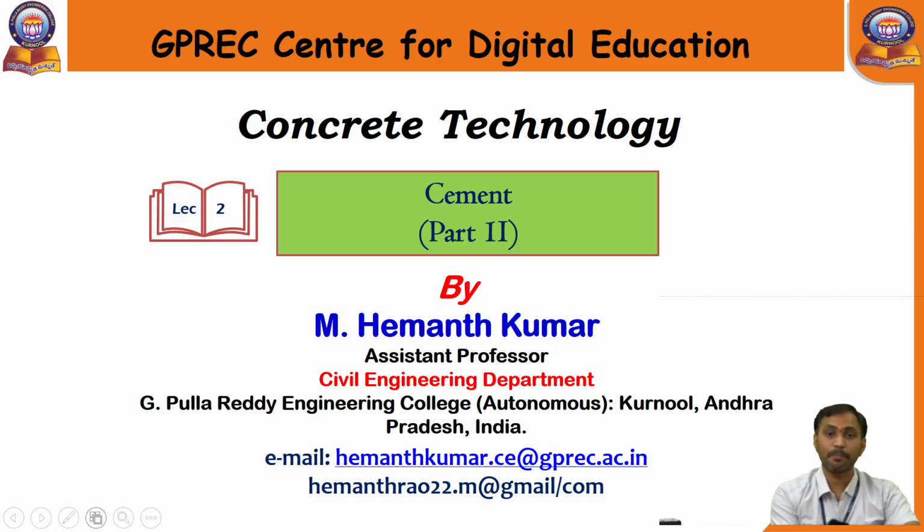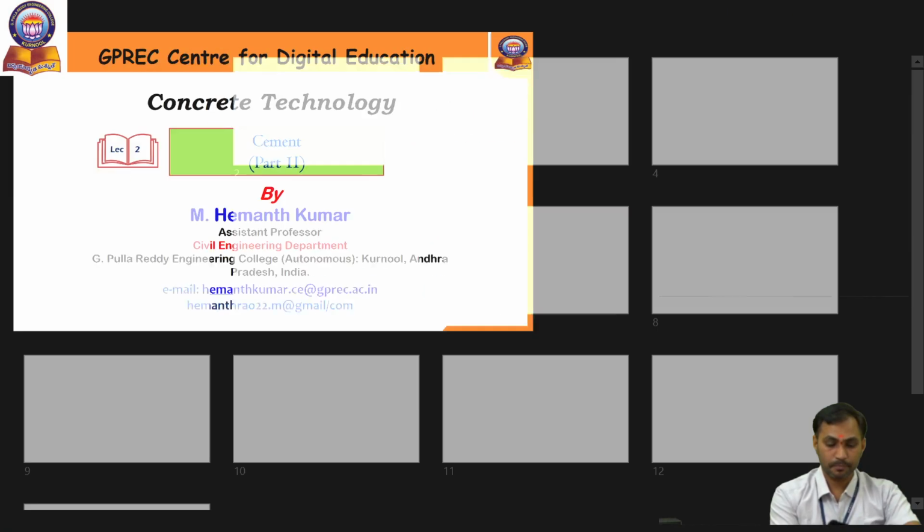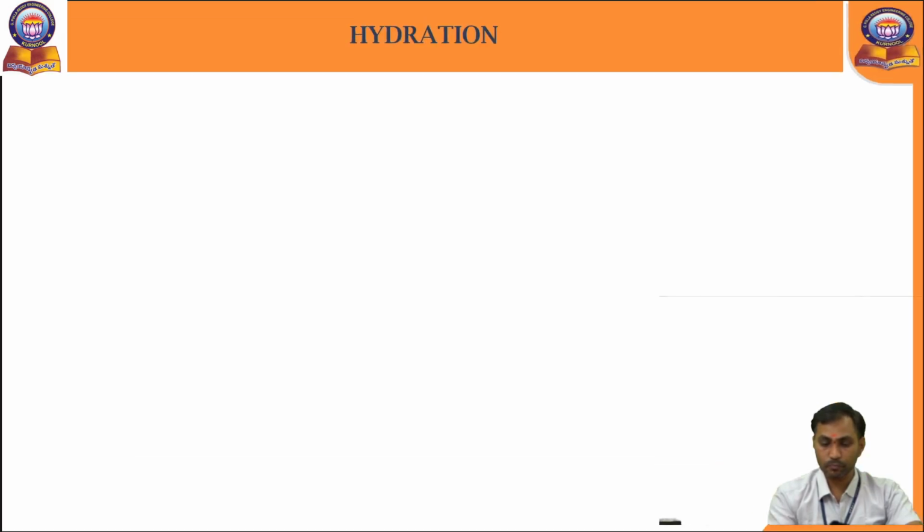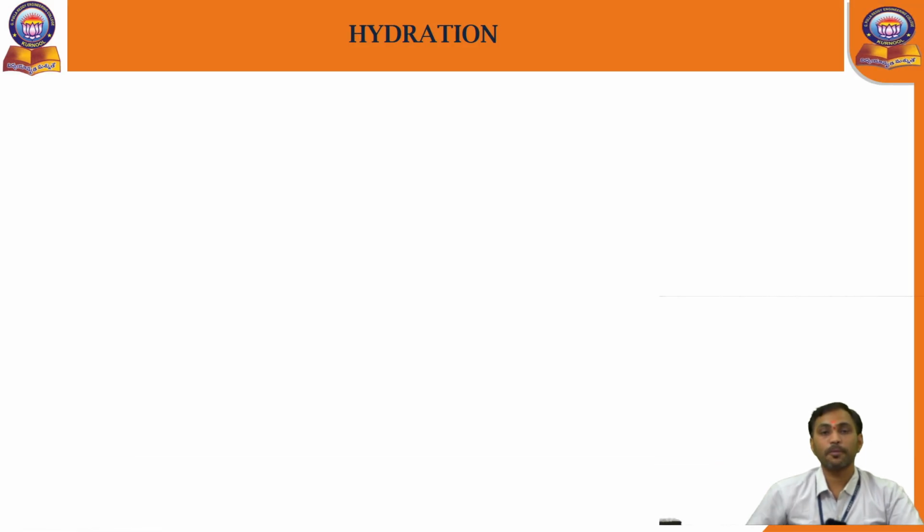In the previous e-content development program, we discussed the same topic, cement, that is part 1. We discussed the introduction of cement, types of cement and the manufacturing process of cement. Now we are going to discuss the remaining topics mentioned in this cement material. The next topic is hydration.